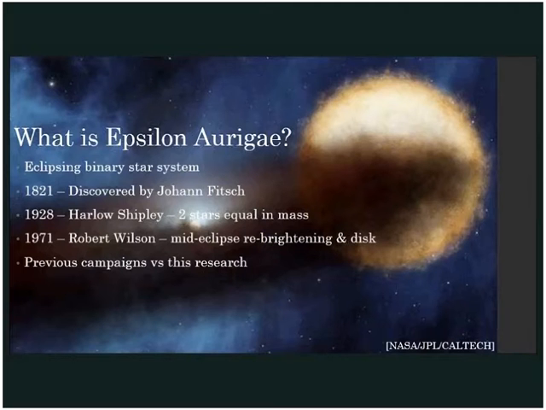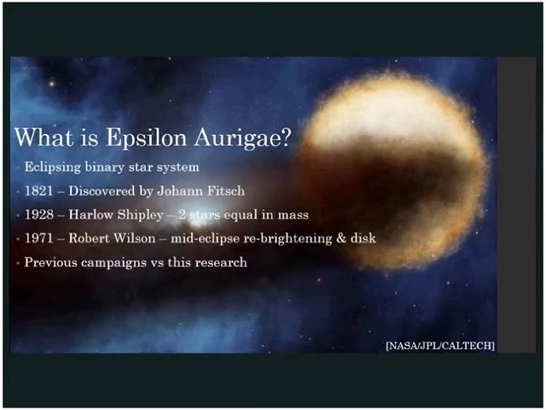Epsilon Aurigae is an eclipsing binary star system, a system of two objects in space, usually stars, which are so close that their gravitational pull creates a common center of mass for them to orbit around. In 1821, Johann Fichte was credited with documenting the variability for the first time. And then for the next century, they were looking at the star and noticed that almost every 30 years, the star would become about 50% dimmer for 2 years and then return to its normal brightness.